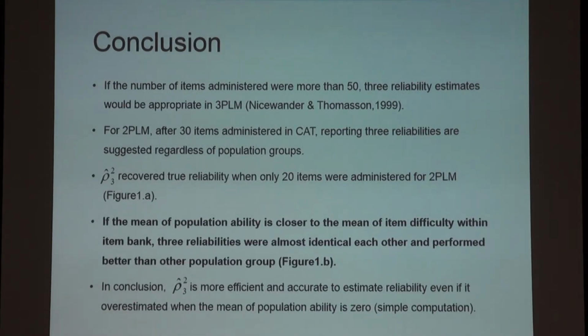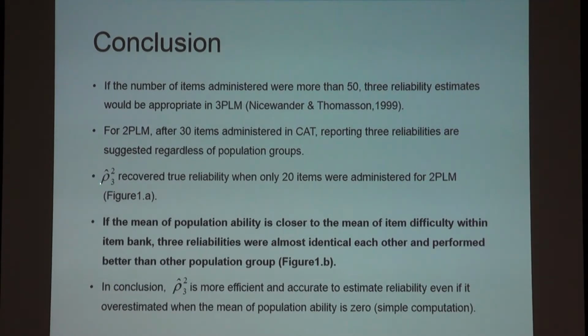So conclusion, the one slide. So we have 1 minute. When the number of items administered was more than 50, the three reliability estimates would be appropriate in the three parameter logistic model. This is well known by Nicewander and Thompson. And for the two parameter logistic model, after 30 items administered in CAT, reporting the three reliability estimates is suggested regardless of population group, it doesn't matter.